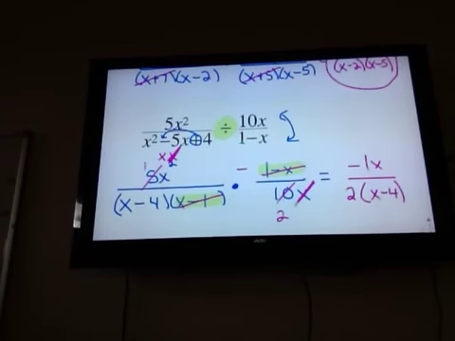It's a lot harder than what? It's a lot harder. The adding and subtracting is harder. This one, if you can factor, this one should be pretty simple.